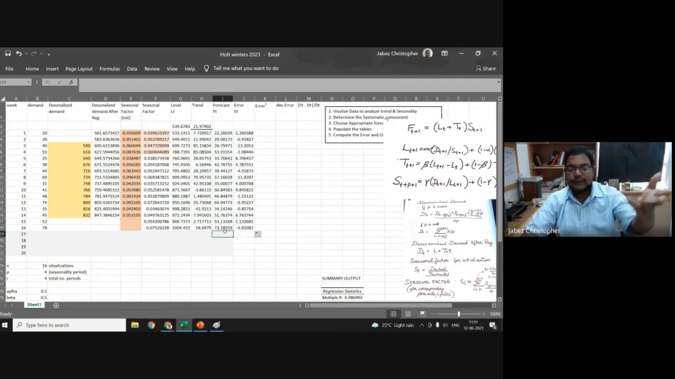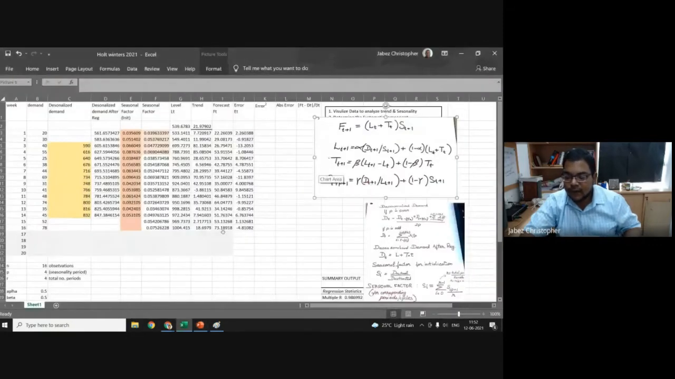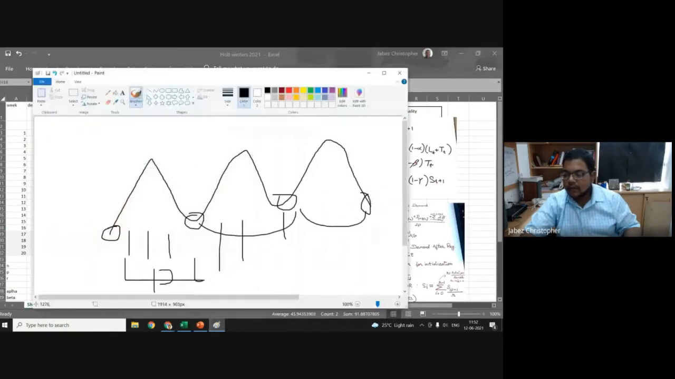So how do I forecast for the future? The same method applies, but here my forecast is going to be based on one level and one trend. So the forecast I'm going to do over here is based on these two values. This entire forecast that I'm going to do is going to be based on this value.